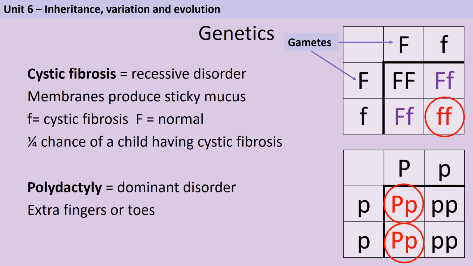So B is a really good example of a letter to use, whereas C is a bad letter to use, because a big C and a little c just kind of look like the same letter, so it could be hard for your examiner to know what it is you're trying to show.